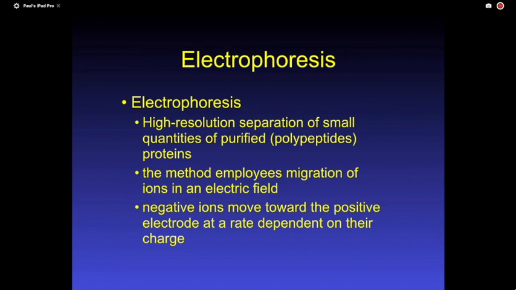What we're going to do is we're going to purify proteins using electricity to move them through a matrix to cause separation. All right? And we're going to use that electric field so that they move, and we're going to try to move negative ions towards the positive electrode. Now, what do you know about proteins themselves? If I put a protein in a solution, what charge might it be?